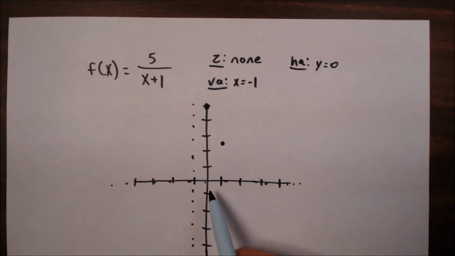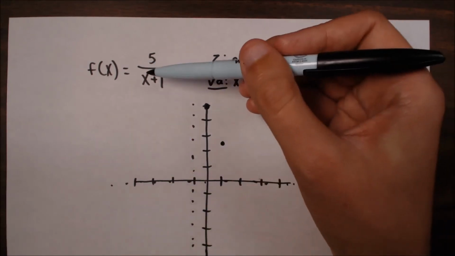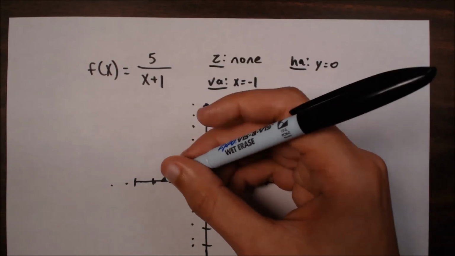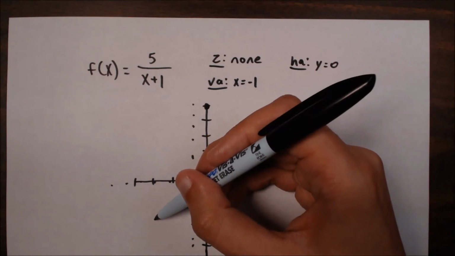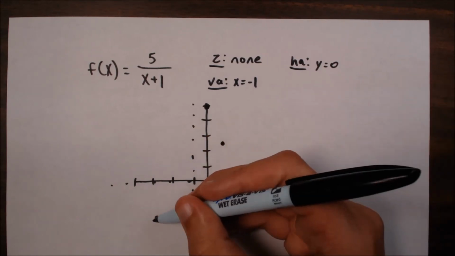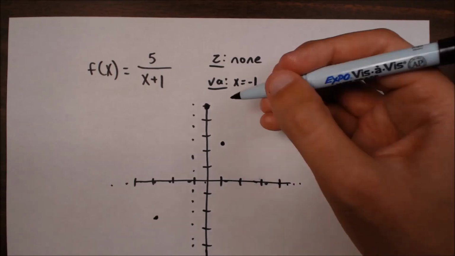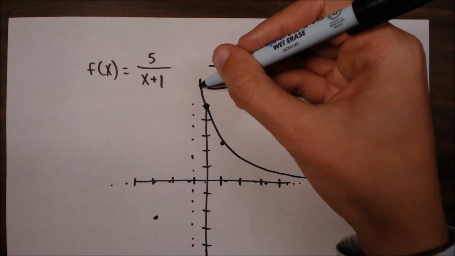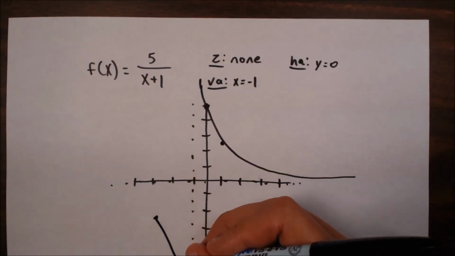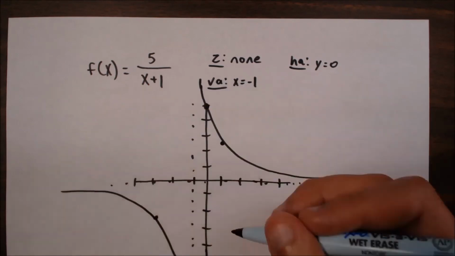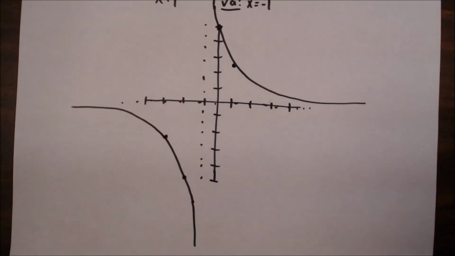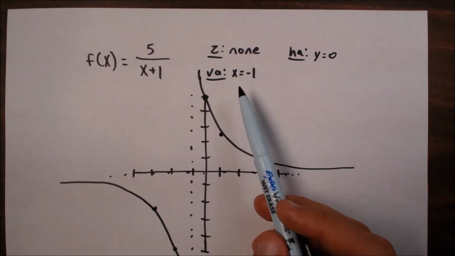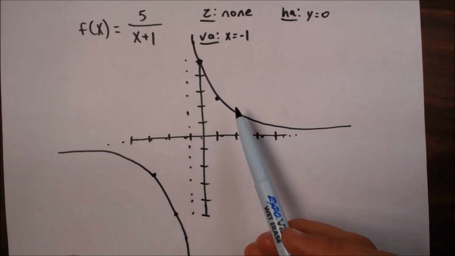And you can keep going. If I plug in a -3, that'd be 5 over -2, which would be -2.5. So go over -3, 1, 2, 3, go down 2.5 right here. And you don't really need this many test points, but it gives you an idea what the graph looks like. And just draw your curve where it's approaching the asymptotes and it's passing through those points. Something like this. Okay, I've identified the zeros, which there's none, the asymptotes, and drawn my curve.